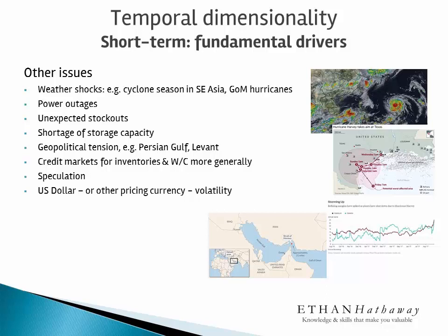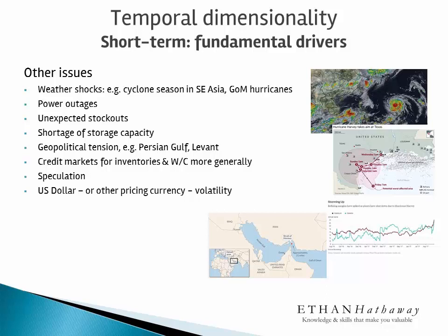Other important issues that affect commodity markets in the short run include weather shocks, so for example the cyclone season in Southeast Asia, which can affect transportation and have other effects, and the hurricane season in the Gulf of Mexico, which can impact crude oil markets as well as refined product markets such as RBOB gasoline. Power outages, such as those that we've seen in South Africa in recent years, can impact markets such as coal. Unexpected stockouts, for example in copper markets, can create pricing spikes.